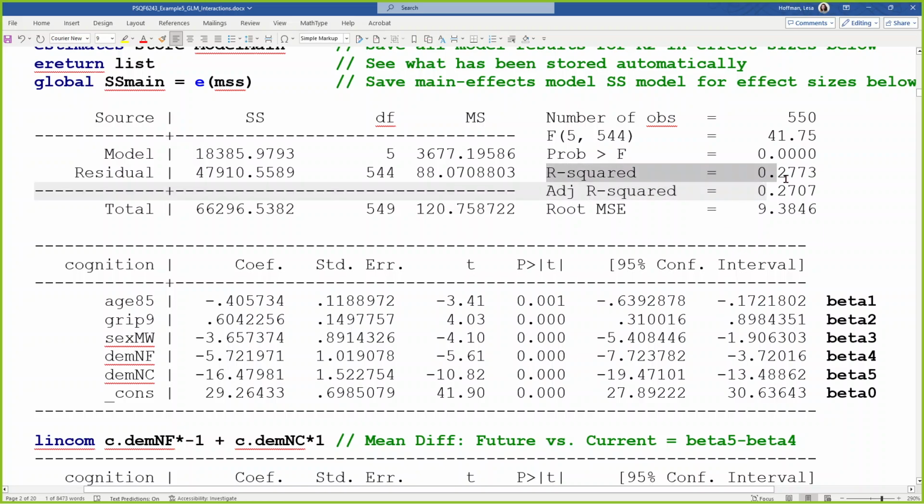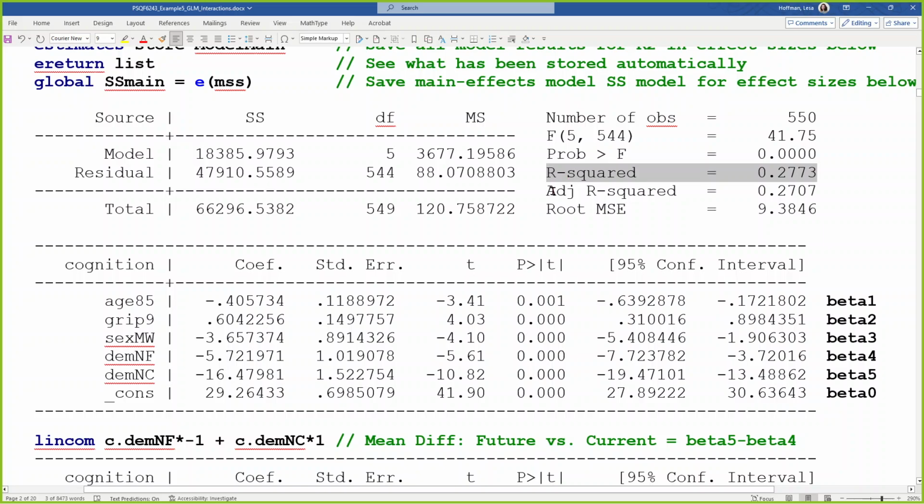Like maybe it's related to this thing over here. R square, is that the amount explained or the amount left over? Explained. So 0.2773 is the proportion of the total variance that's been explained. 1 minus that is what's left over.